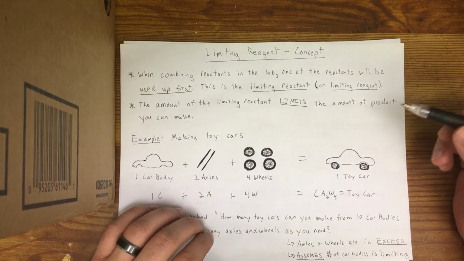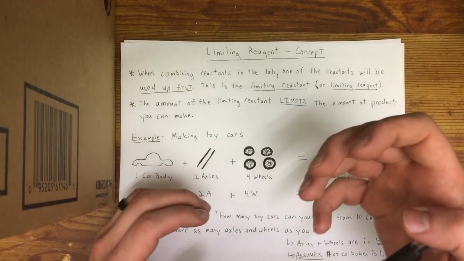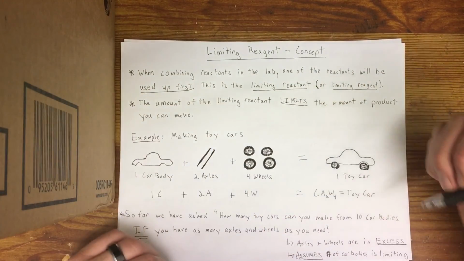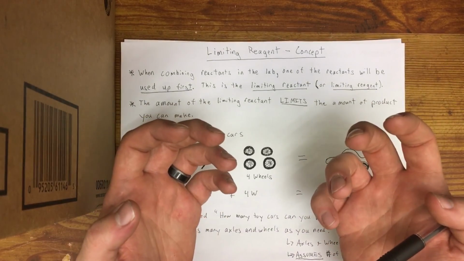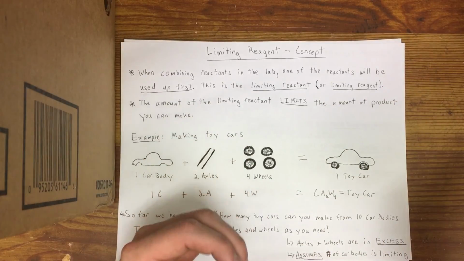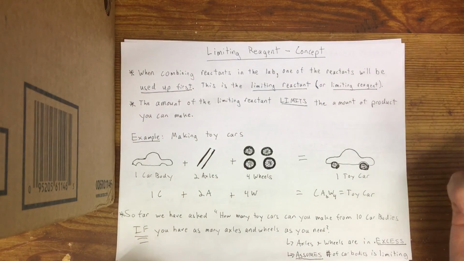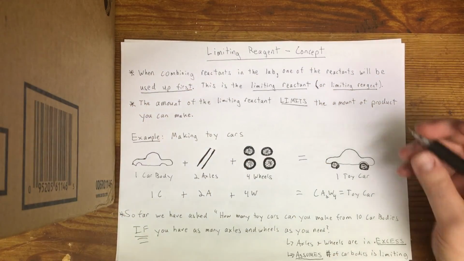make. So it's important for us in chemistry to determine, if we have a certain amount of chemical A and a certain amount of chemical B, and we combine them to make a product, which one, A or B, is going to be used up first, because that limits how much product we can make. As soon as we run out of A, we can't make any more product, because it requires both chemical A and chemical B to make a product.